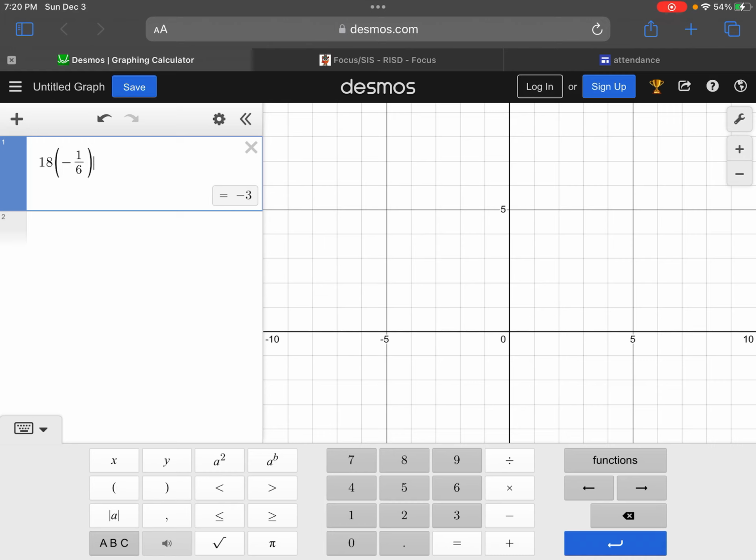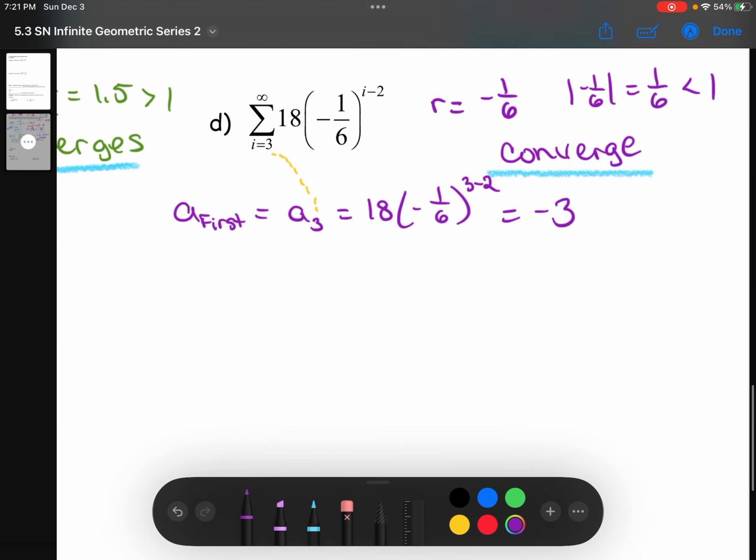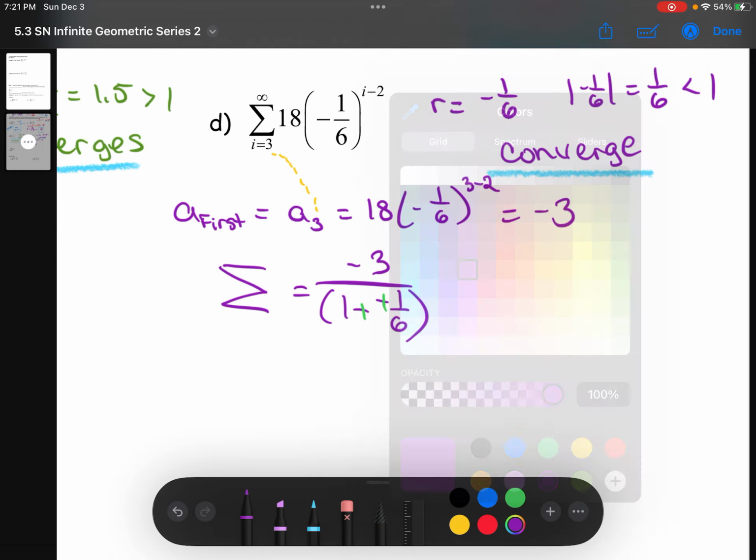-1/6 to the power of 1 is going to give us that same thing because it doesn't do anything. That's -3. So A first is -3. Okay, and now to find that sum, we take A first, that -3, divided by 1 minus R, -1/6. Yes, that minus negative becomes a plus positive.